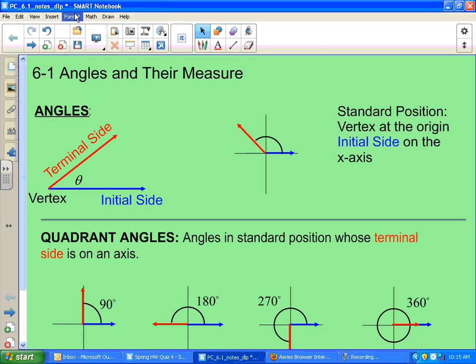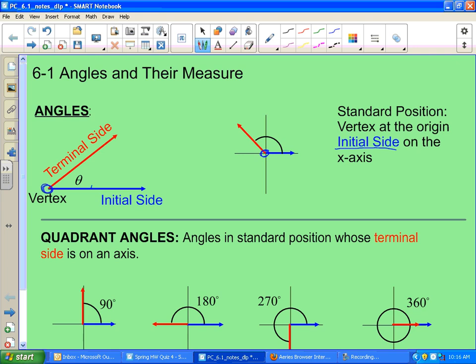So this idea of a standard position has to mean that the initial side, which is one of the rays of my angle, is lying on the x-axis with the tail of the ray usually hanging out at the origin, as in the case right there. And then you have what's known as the terminal side, and that's the other ray that creates my angle theta.